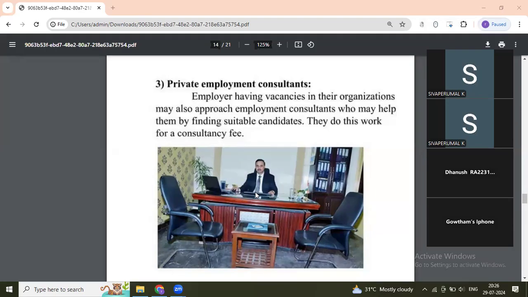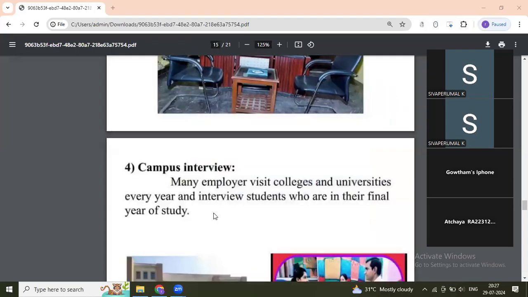Even though the company has a very busy schedule, it will give this kind of recruitment process to another consultancy. That consultancy takes the entire responsibility to give the right candidate to the right jobs, right? This is a private consultancy.